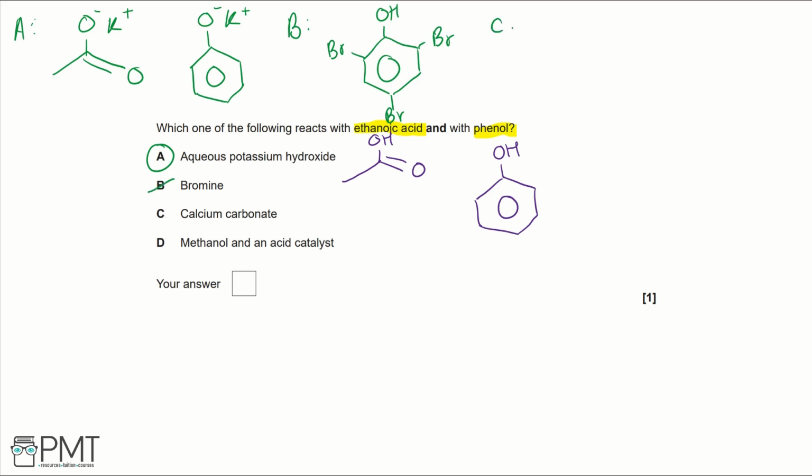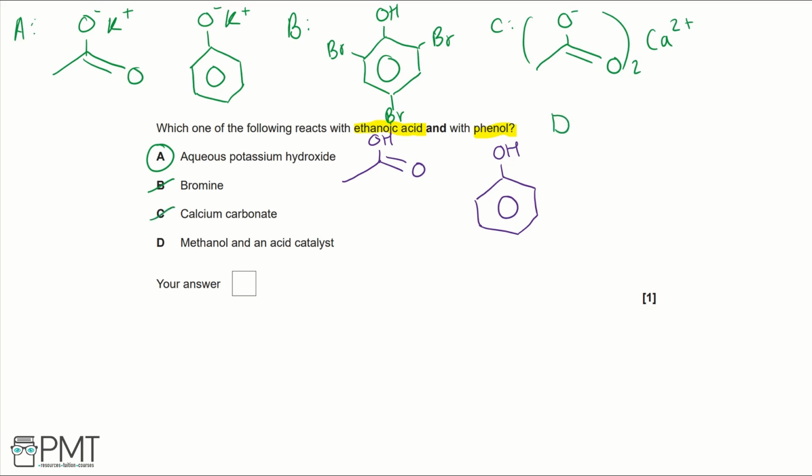Then looking at C, calcium carbonate. With acids, this reacts, and it's a test for acids. When you react them with a carbonate, you'll produce carbon dioxide, but you'll also produce an organic product. So like with A, we're going to have a carboxylate ion from our ethanoic acid, and we're going to use 2 of these and bond it to Ca2+, that's the calcium ion. But phenol is not a strong enough acid for this test to work, so it won't react and it won't produce an organic product here, but it will react with ethanoic acid. But because calcium carbonate doesn't react with both, it can't be our answer.